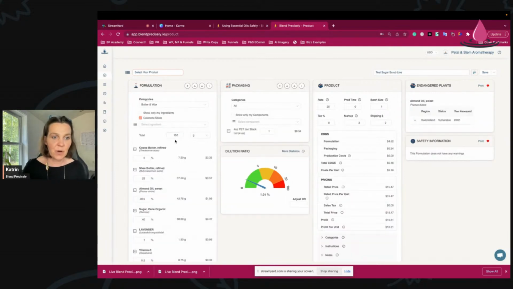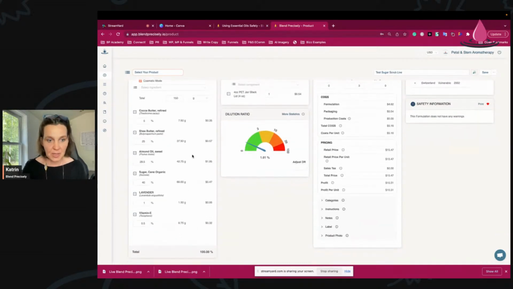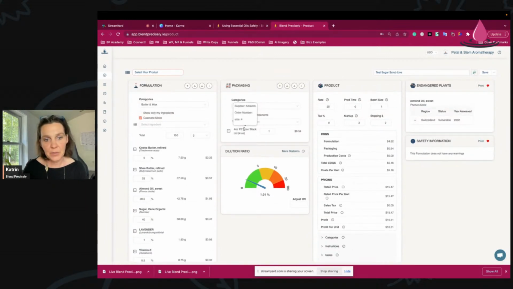So my test scrub currently has 150 grams, which is a 4-ounce container. It fits into a small 4-ounce PET container. I added the PET container over here, one, and then over here, my hourly rate. If I make just a sample, I don't calculate my hourly rate. If I'm just testing a product and I go out with the product for the first time, I test it at home, I give it to friends, I give it to family members, and I ask them, let me know how this product is in a week, because I'm planning to maybe bring it out into the market.